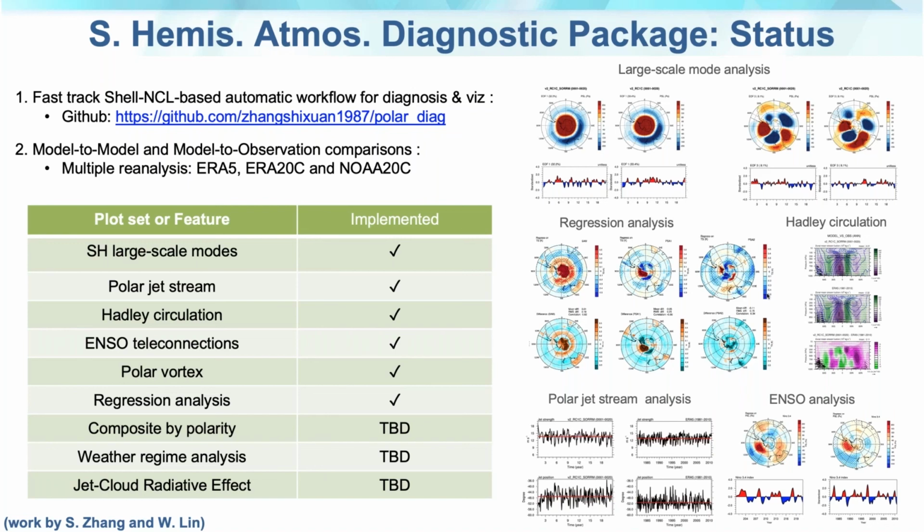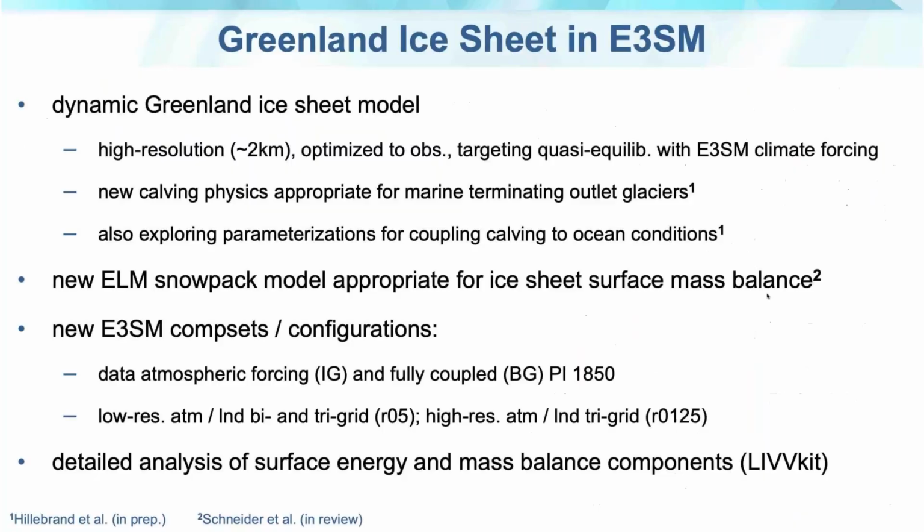Things that have already been implemented and tested and are available are diagnostics and plots to look at Southern Hemisphere large-scale modes of variability, polar jet stream, Hadley circulation, ENSO teleconnections, the polar vortex. Things that we're still working on are composites by polarity, weather regime analysis, and jet cloud radiative effects. If people have more specific questions on those, I'm going to refer you to Shishan and Nguyen during the discussion.